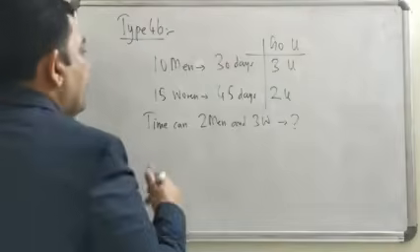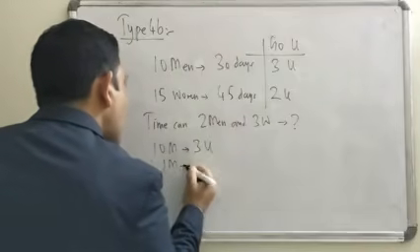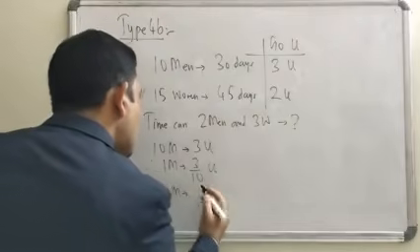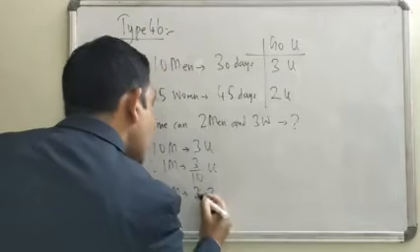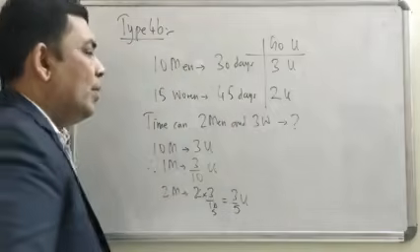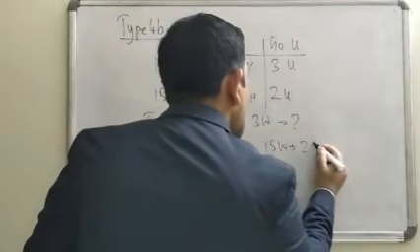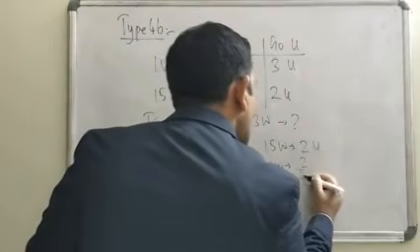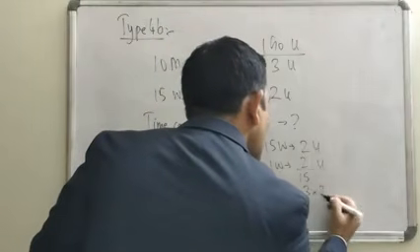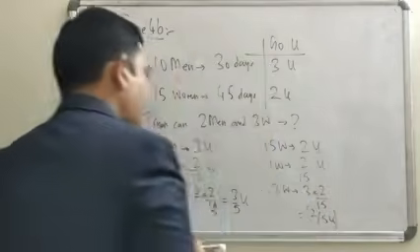From here what we will do, 10 men can do 3 units, therefore 1 man will be able to do 3 by 10 units and 2 men will be able to do 2 into 3 by 10, which is 3 by 5 units. Alright. Similarly, 15 women can do 2 units, so 1 woman can do 2 by 15 unit and therefore 3 women can do 3 into 2 by 15, which is 2 by 5 units.